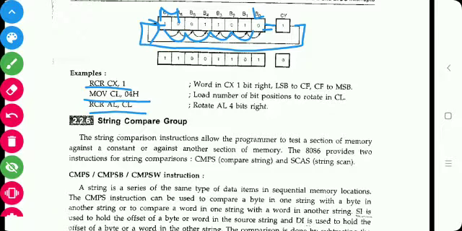Okay, so these are the rotate instructions, and these instructions are widely used in programming. There are 4 rotate instructions: ROL, rotate left; ROR, rotate right; RCL, rotate left through carry flag; RCR, rotate right through carry flag.